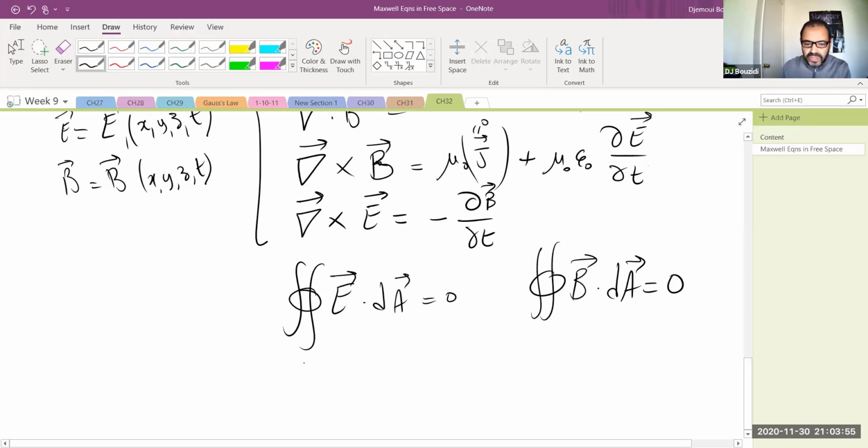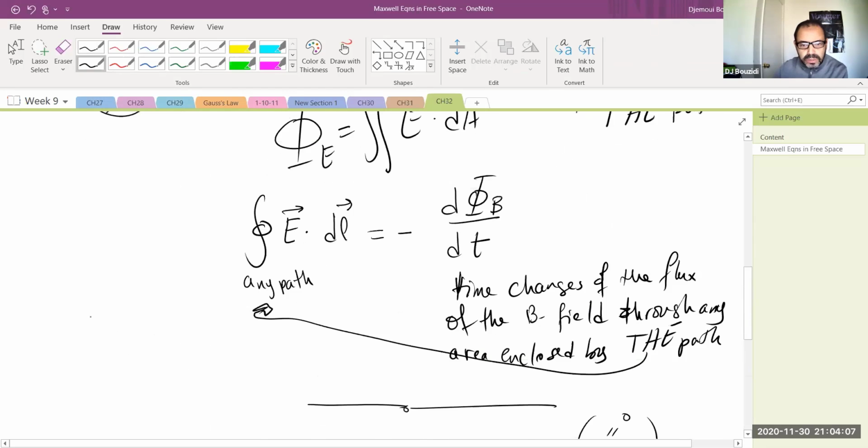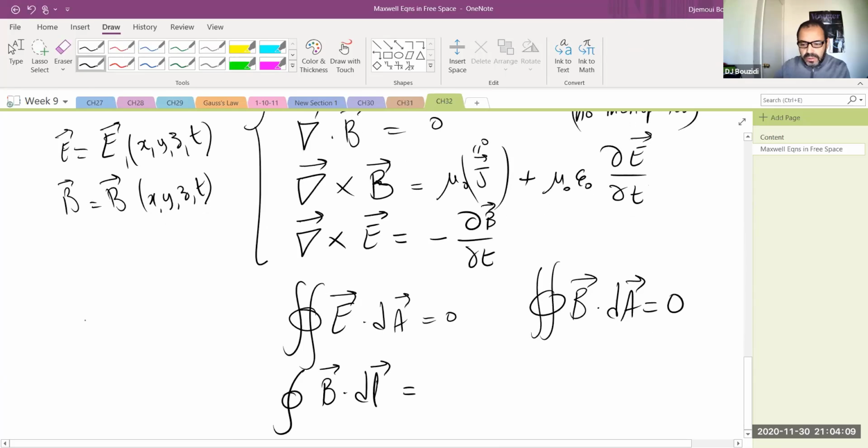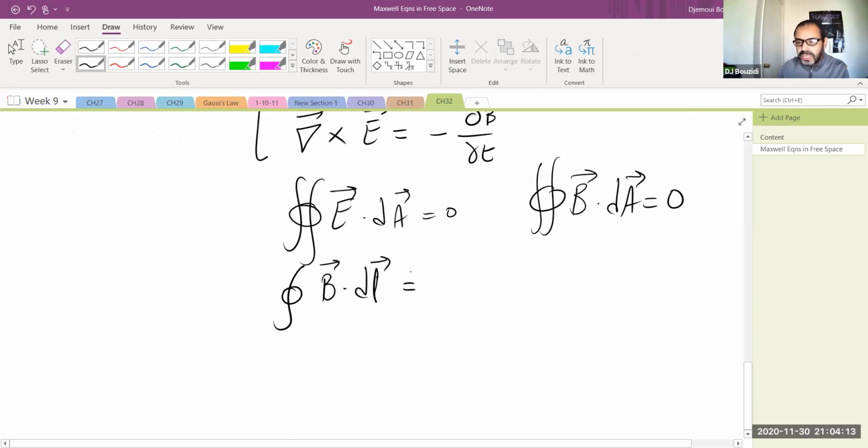And then the last two equations. The circulation of the magnetic field is, did I put a dl? Did I put the correct symbols? Yeah, okay, good. The circulation of the magnetic field is going to be just that displacement current. After we integrate over space, the only thing that is left in this case is the time dependency of the electric flux.